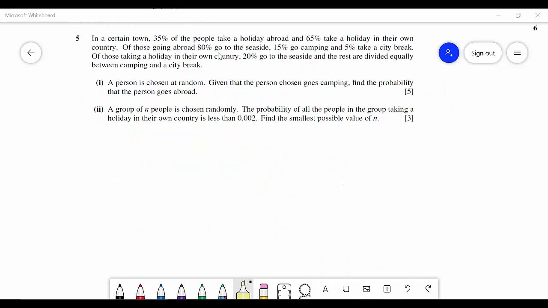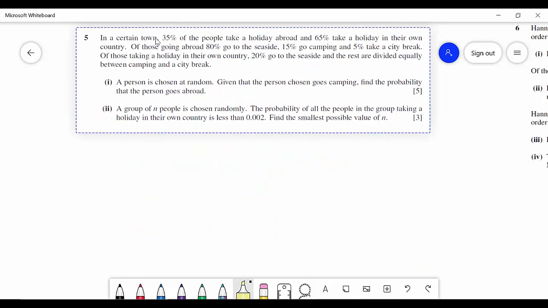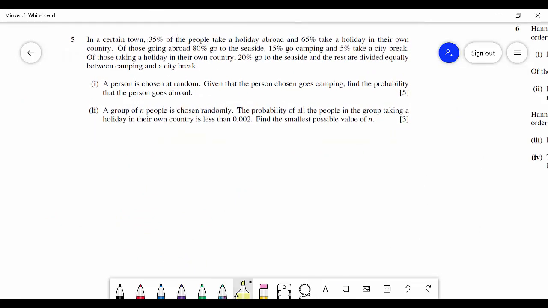For question number 5, 35% of the people take a holiday abroad, and 65% take a holiday in their own country. For those going abroad, 80% go to the seaside, 15% go camping, 5% take a city break, and in their own country, 120% go seaside, and the rest are divided equally for camping and also the city break.